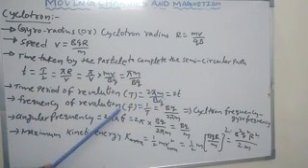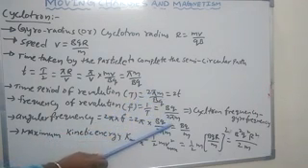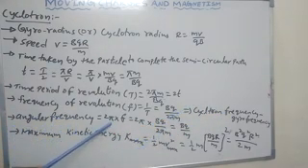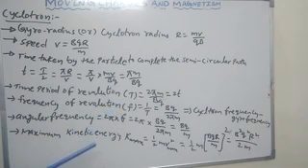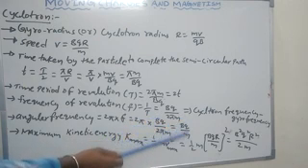Next, frequency of revolution. The reciprocal of the time period is called frequency, qB by 2 pi m. This is also called the cyclotron frequency or gyro frequency. Next, angular frequency. Angular frequency is 2 pi multiplied by the frequency of the charged particle or frequency of the cyclotron. 2 pi into qB by 2 pi m, so 2 pi gets cancelled, giving qB by m.